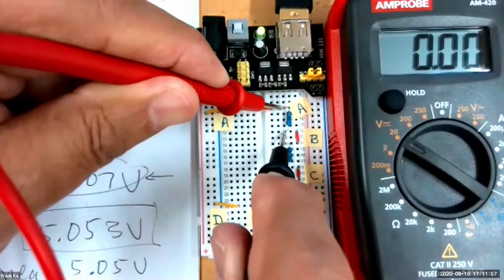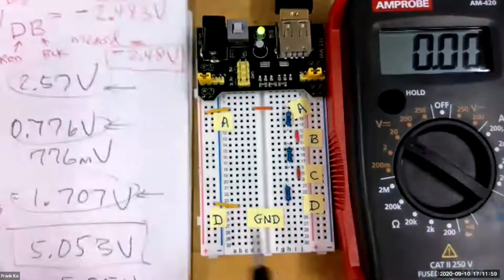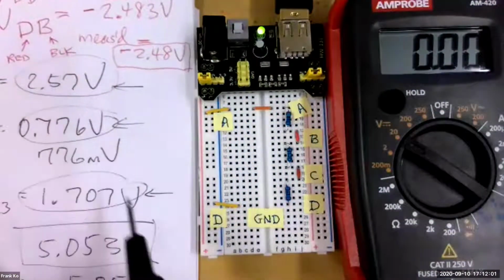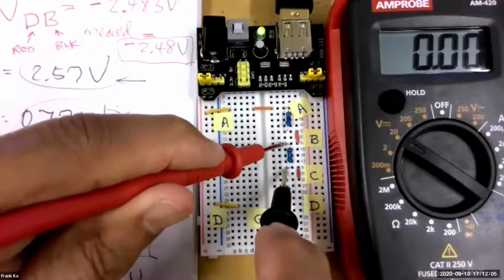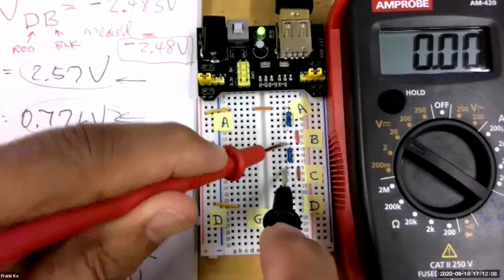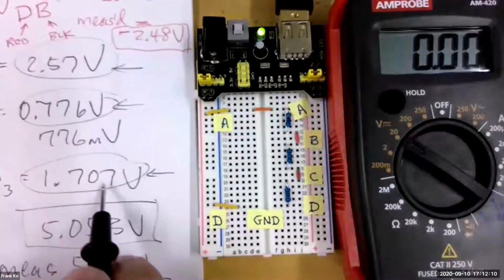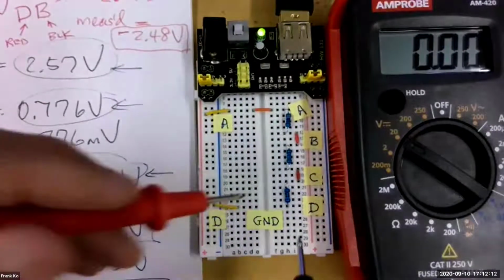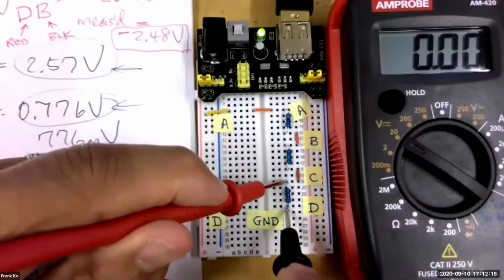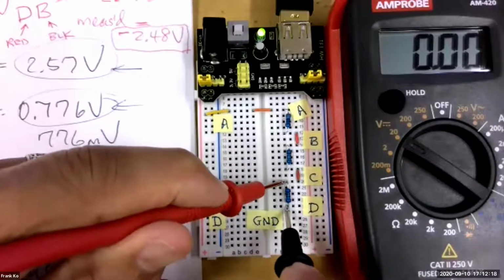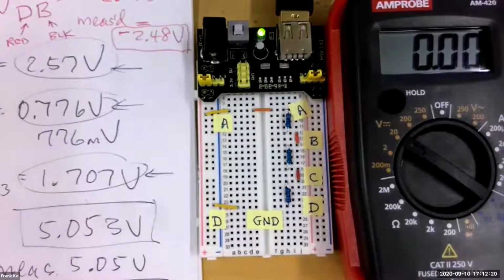Nada, nothing. What is my voltage across the second resistor? It was supposed to be 0.776. Measure across it, nothing. What is my voltage across the third resistor when my circuit is open because there's no electricity? Nothing. And why is it nothing?